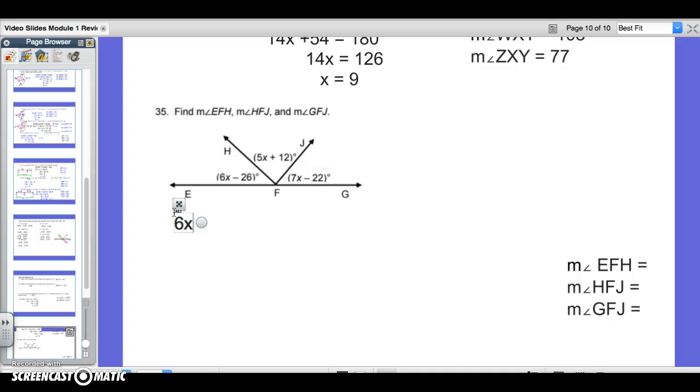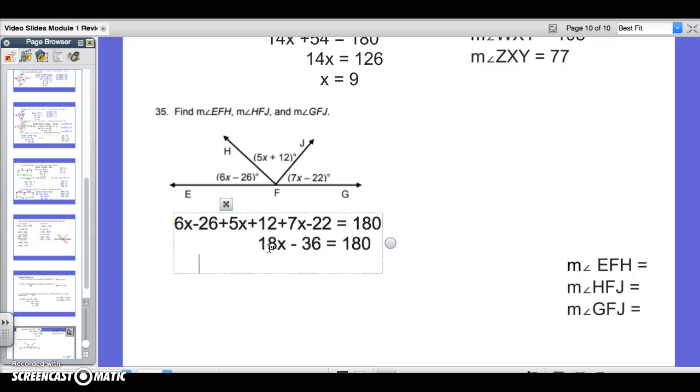So 6x minus 26 plus 5x plus 12 plus 7x minus 22. All of that together equals 180 degrees. Now we're going to combine like terms on the left side to make this a lot more simple. And when we do that, we're going to get 18x minus 36 is equal to 180. So then you add the 36 over, and you're going to get 18x is equal to 216. Then divide both sides by 18, and you're going to get x is equal to 12.